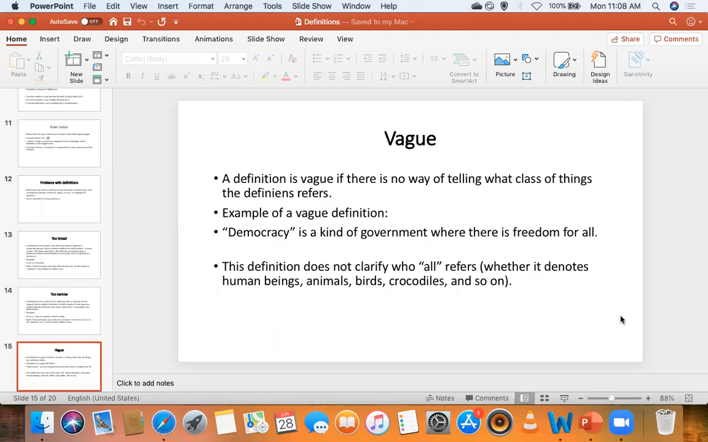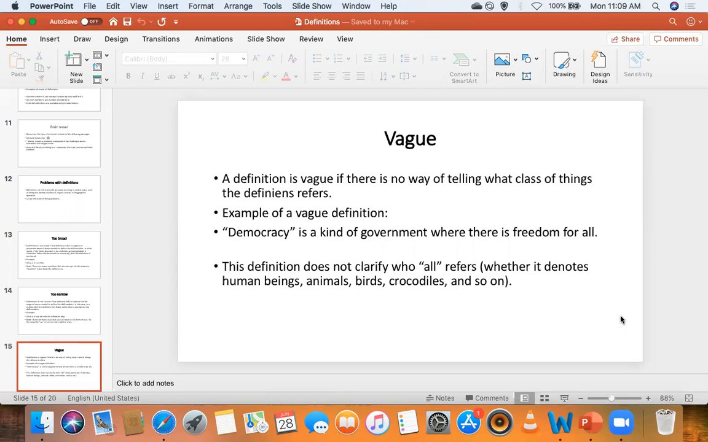Okay, so vagueness. A definition is vague if there is no way of telling what class of things the definition refers to. Example of a vague definition: democracy is a kind of government where there is freedom for all. We're talking about the vagueness of a definition, if there's no way of telling what class of items the definition is referring to.